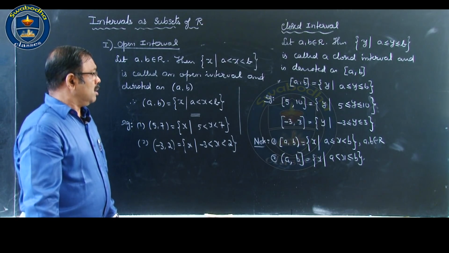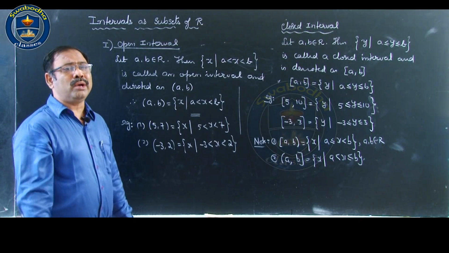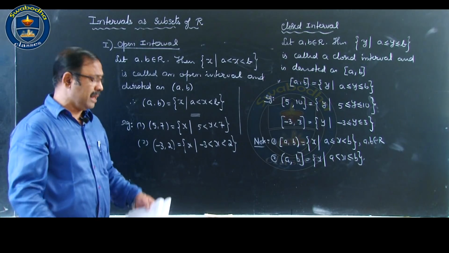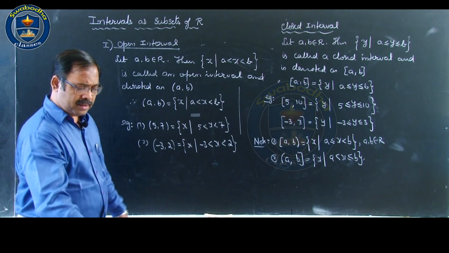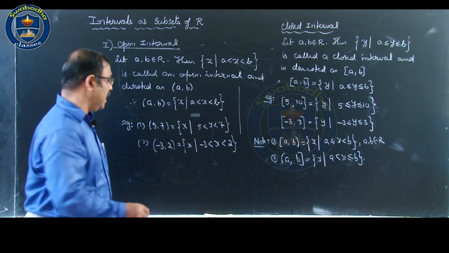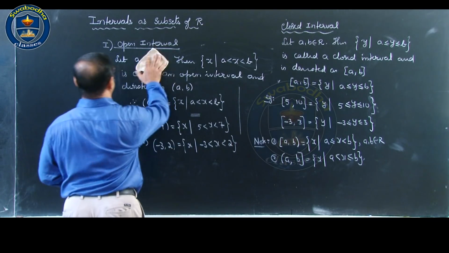So closed means boundary points are included, and anyhow, no doubt, all values in between a and b are included. Open means all values in between a and b, but the boundary points are not included.